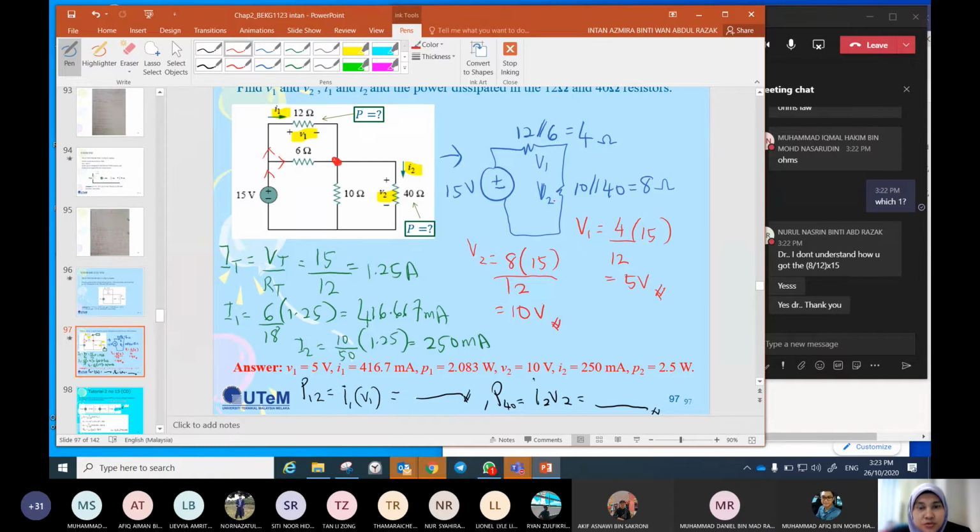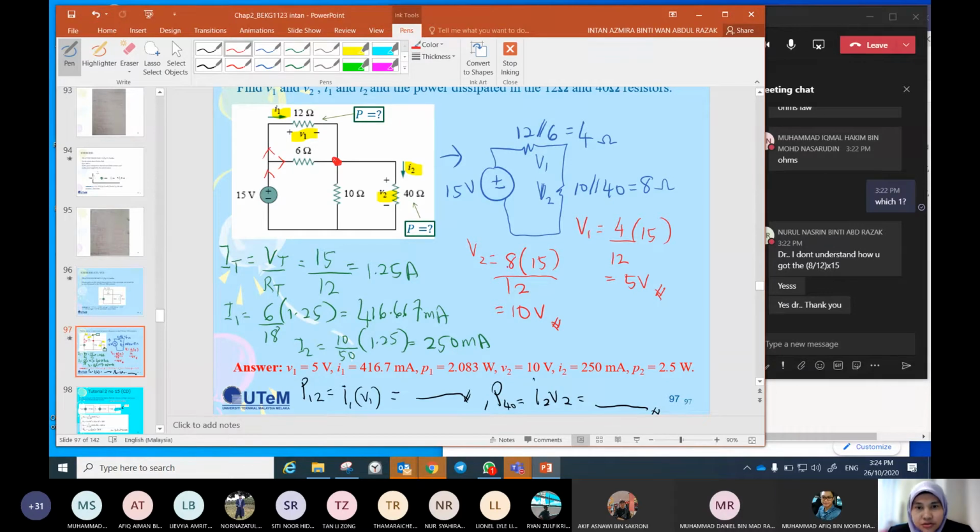But bear in mind that if you want to use the voltage divider principle, let's say we want to find V2. V2 is here. You must use the simplified circuit. For the voltage divider principle, the equivalent circuit must be in series, because this voltage source will divide its voltage among the resistors connected in series. That's why we call it a voltage divider.